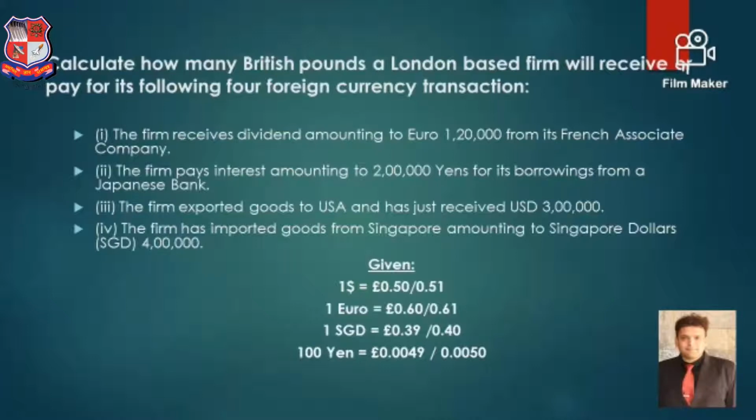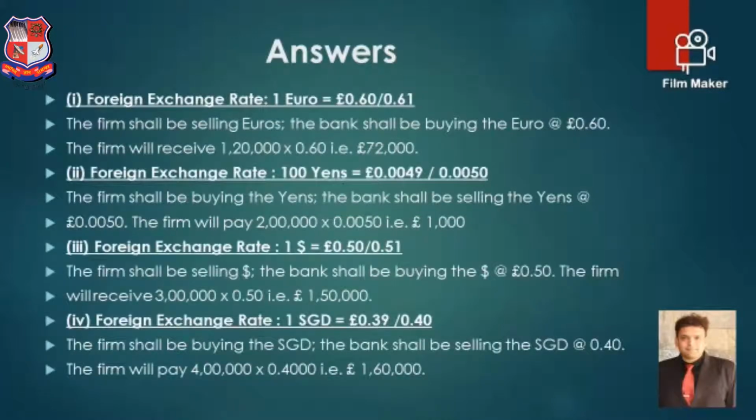Number one, $1 equals to, now for what we need to find it out. The first one is the company is receiving euro. So let's assume we are in UK, we receive euro, so we will be selling euro to our London bank, and when we are selling, they will be buying. So the second quote is useful for the first answer. So let us see all the answers in detail in the next slide.